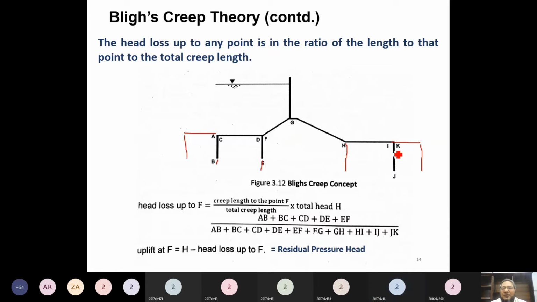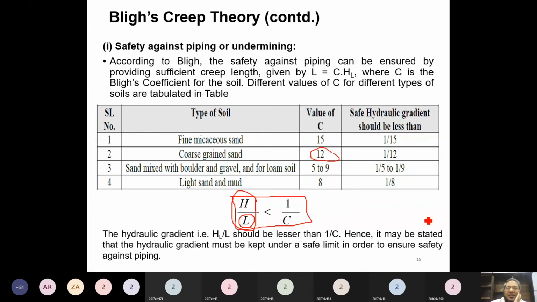Because the weightage of the vertical length and horizontal length is taken equal. But anyway, if I am designing a barrage using creep theory and my barrage is failing in undermining or piping, then what do I have to do? I have to increase the creep length.